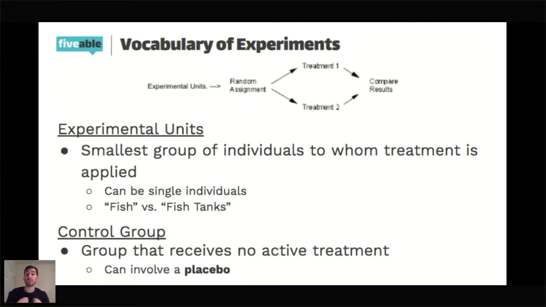So if you're in a control group, you might receive nothing. You might receive something that looks like a treatment, but actually doesn't contain any of the active ingredient that we're doing the experiment on, as a placebo.